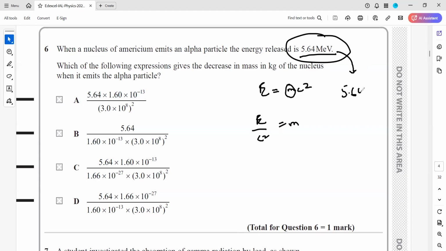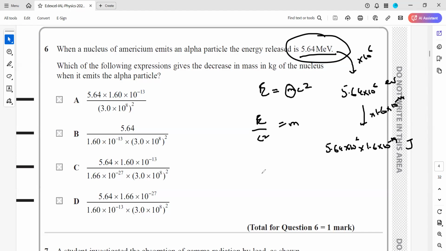So this will become 5.64 exponent 6. And then electron volt into joule, so it will be multiplied by 1.6 exponent minus 19. So 5.64 into 10 power 6 times 1.6 into 10 power minus 19. That will give us the energy in joules. This was in electron volt.